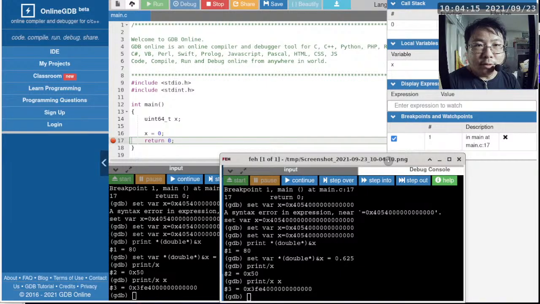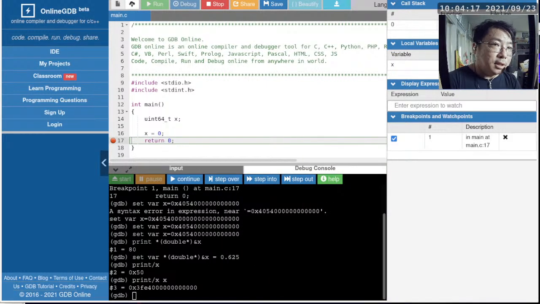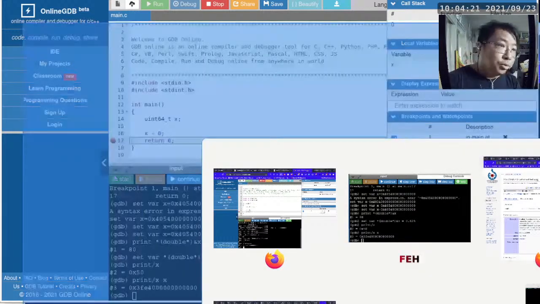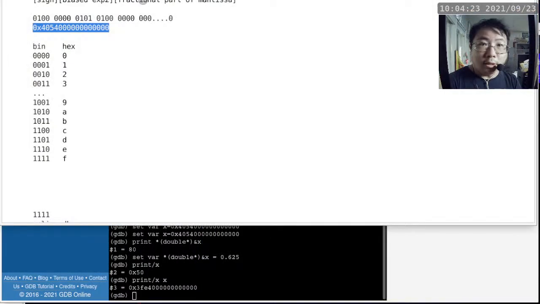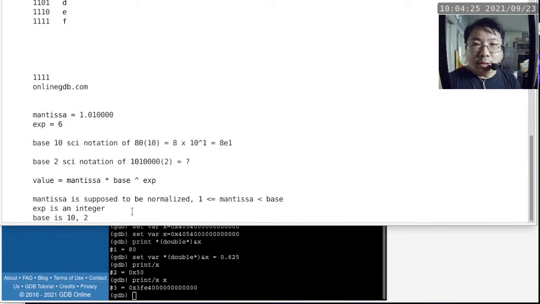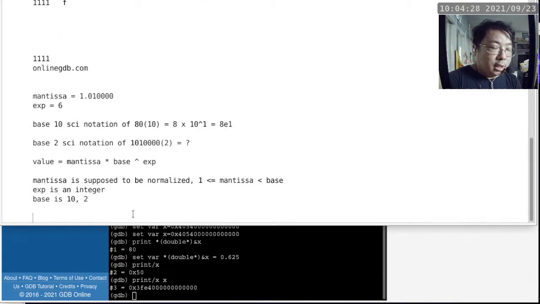So now I have a little snapshot, and the browser can do whatever it wants now. And then we switch back to here, and this time we are asking the question. Let me repeat the bit pattern here. So we have the hexadecimal number, which is 3FE4 and then a bunch of zeros.